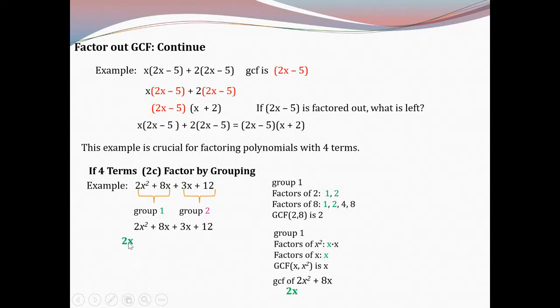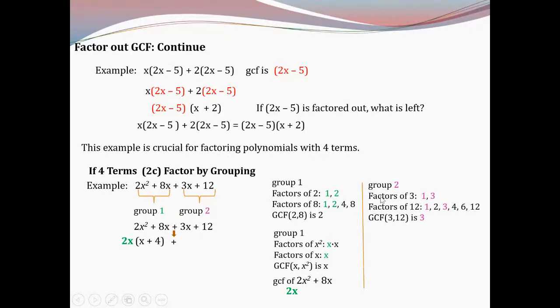Okay, so here I'm going to factor out the 2x from the first two terms, from group 1. If I factor out the 2x here, I'll be left with x plus 4. Because 2x times x will give me 2x squared, and 2x times 4 will give me 8x. Okay, now I'm going to do group 2 on the right side. The sign comes down. Now comes group 2.